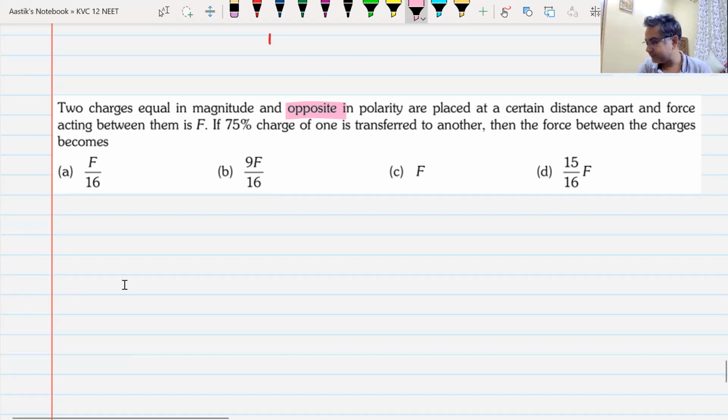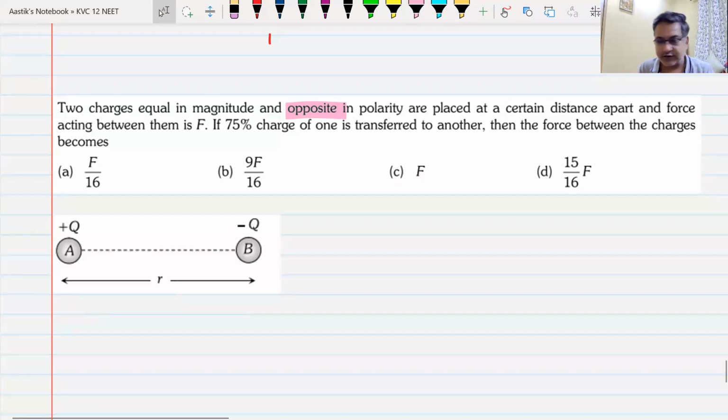Like this. This is the original configuration. I hope you understand it. Yes or no? Yes, sir.